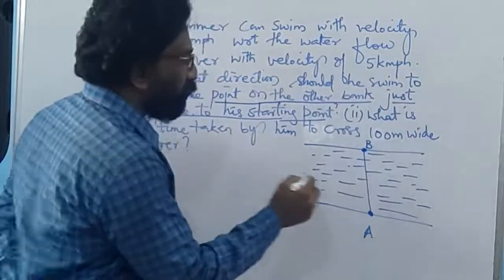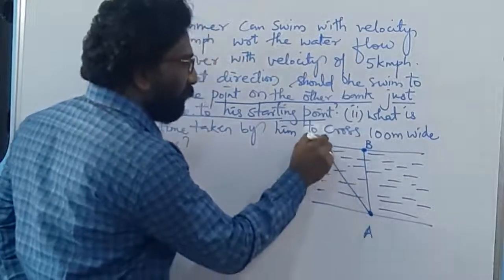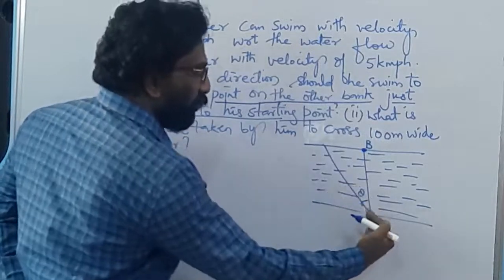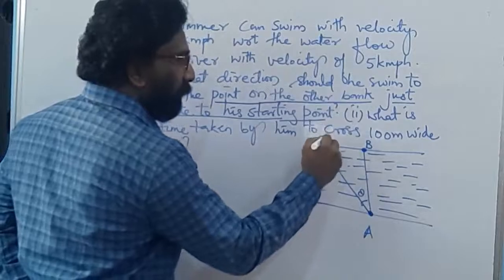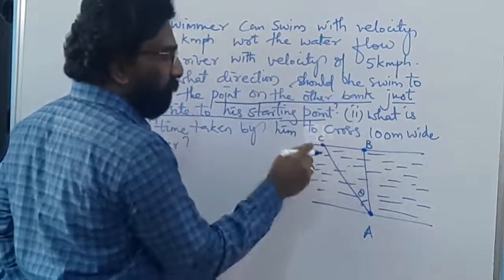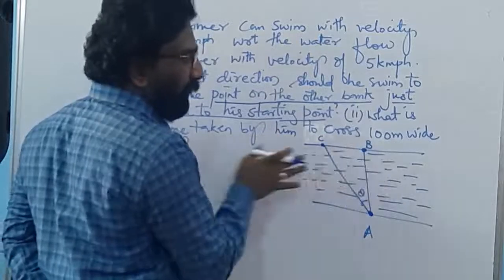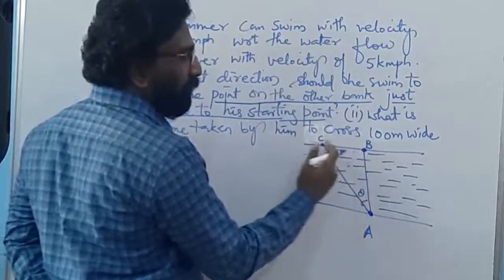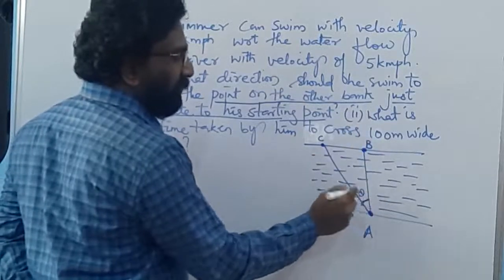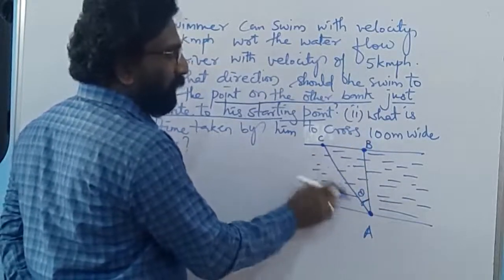So shortest path means what? I need to take an angle of theta. If I try to swim in this direction, I might reach point C. But due to the water currents, I'll be reaching point B. So this will be my shortest path. So I should take an angle theta so that I'll be swimming this shortest path.